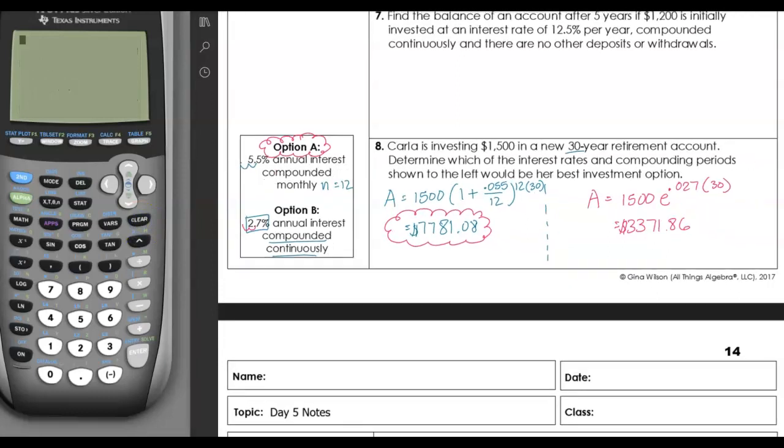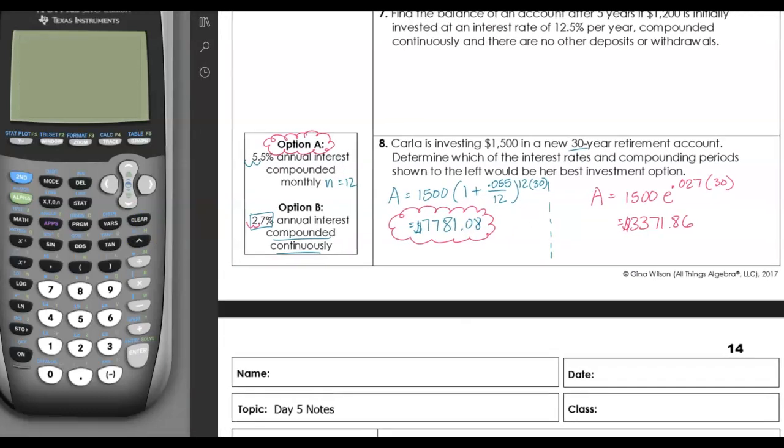All right. Sorry, I went off on a tangent there. But option A is clearly better for her. Are there any questions on finance?